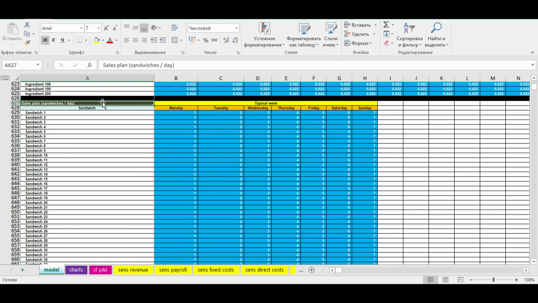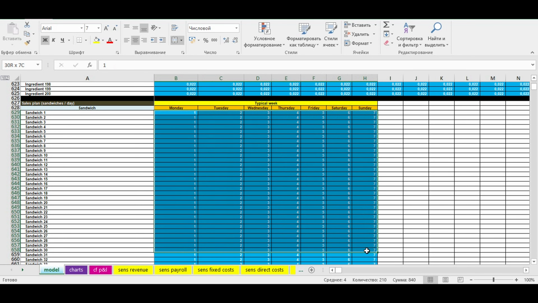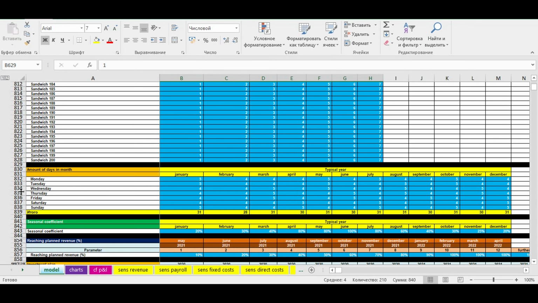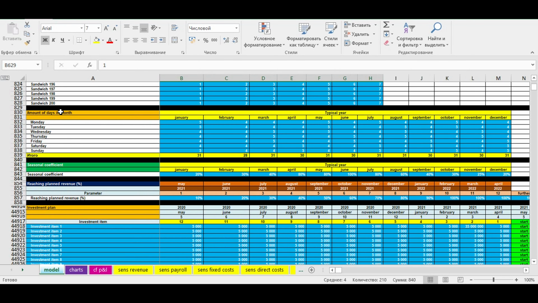Here we have a typical week where we can put the sales plan for each meal for each day of the week. Then we move to the next block of input data. Here we specify the amount of Mondays, Tuesdays and other weekdays and holidays for each month to get total of the 365 days in the typical year.